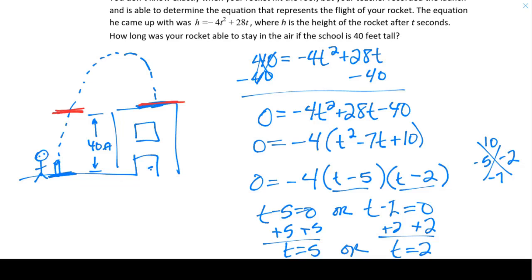This first one is going to be after 2 seconds, when it hits that height of 40. It's going to continue to increase in height before it starts falling. And then when it lands back on the roof at a height of 40 feet, that's going to be our final resting point after 5 seconds. So the time that our rocket was able to stay in the air was 5 seconds.